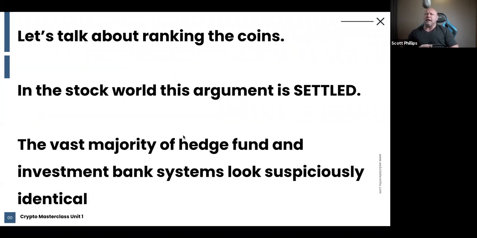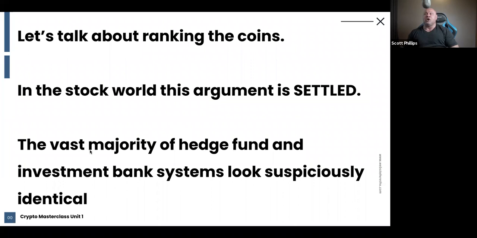So in the stock world, this argument is settled. You can Google peer-reviewed papers on momentum and they all say the same. The best ranking methodology for stocks is 90-day linear regression line slopes excluding the last 30 days. So we're going to go into that a bit.